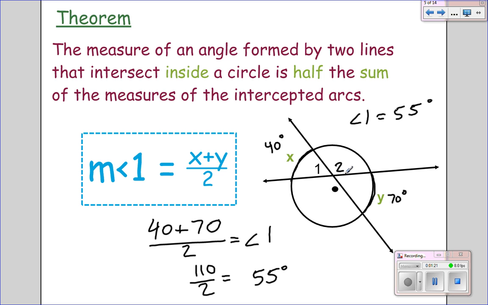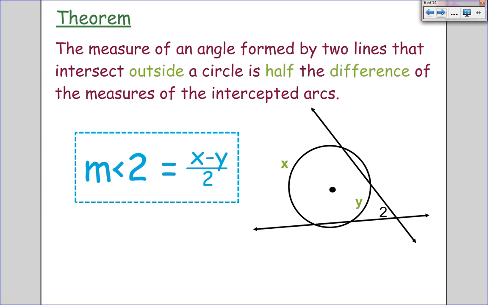Now, could I also figure out angle 2? Well, if you see here, there's a straight line, and a straight line adds up to 180. So angle 1 plus angle 2 would equal 180. And since angle 1 is 55, we would subtract that from 180 to get 125 right there. So make sure you memorize this theorem. When the lines intersect on the inside, the angles are found by adding up the arcs and dividing by 2.